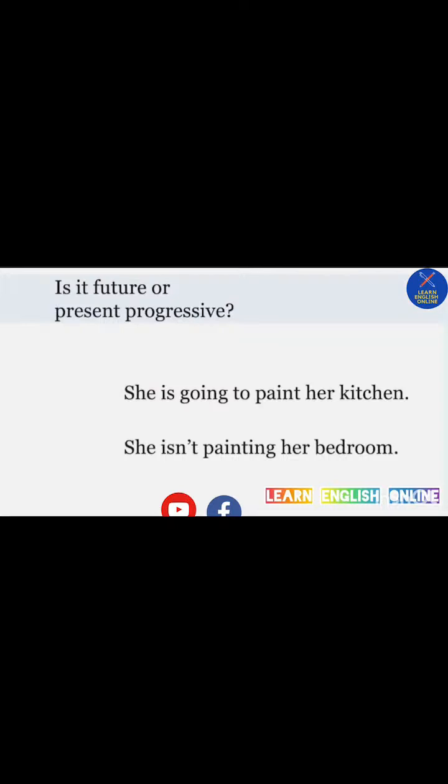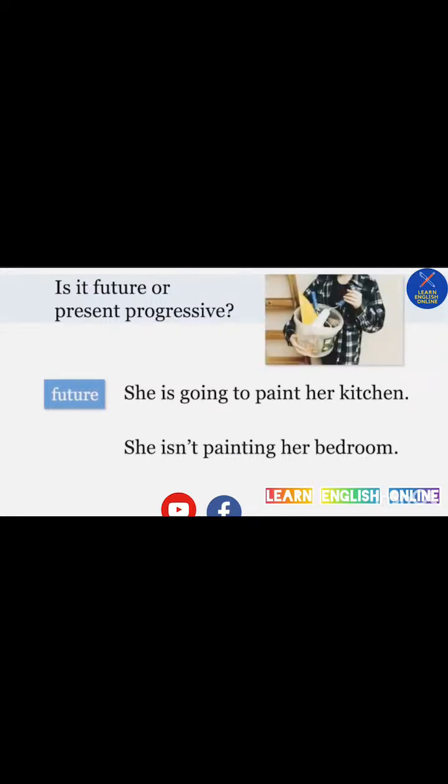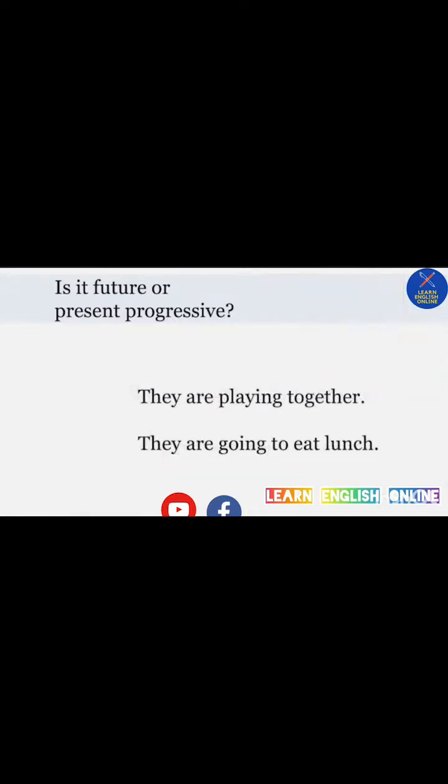Let's practice. You see two sentences. She is going to paint her kitchen. She isn't painting her bedroom. Both are correct, but which one is future and which one is present progressive? She's going to paint her kitchen. This is happening in the future. She is going to paint her kitchen. She isn't painting her bedroom. This is happening right now.